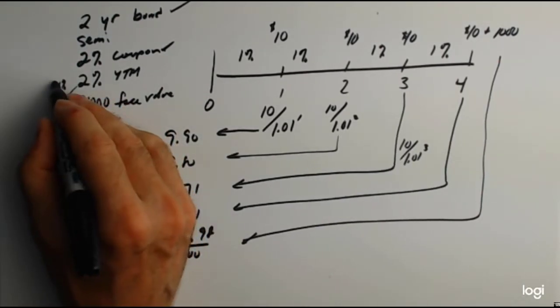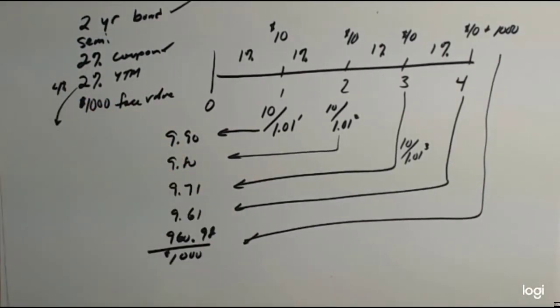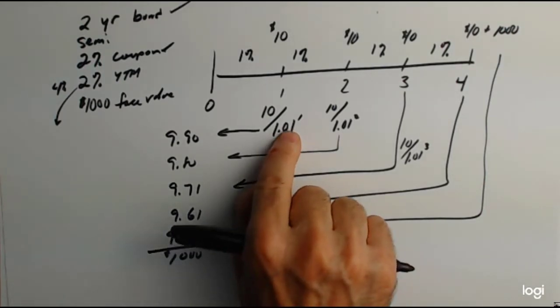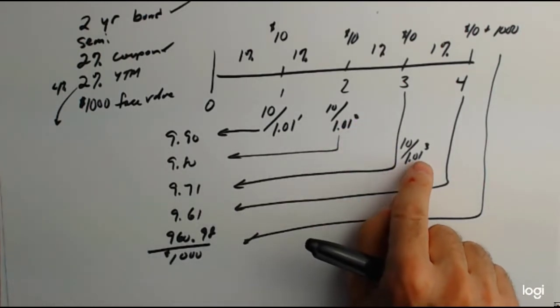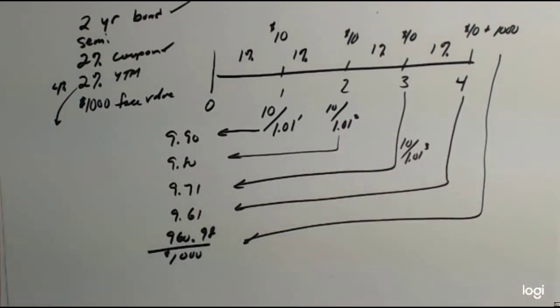Now, if this was 4% is what the market was looking for, this would be an unattractive bond. It would trade at a discount because this would be 1.02 to the 1, 1.02 squared, 1.02 to the third power on the bottoms here. Okay, so there we have basic pricing.